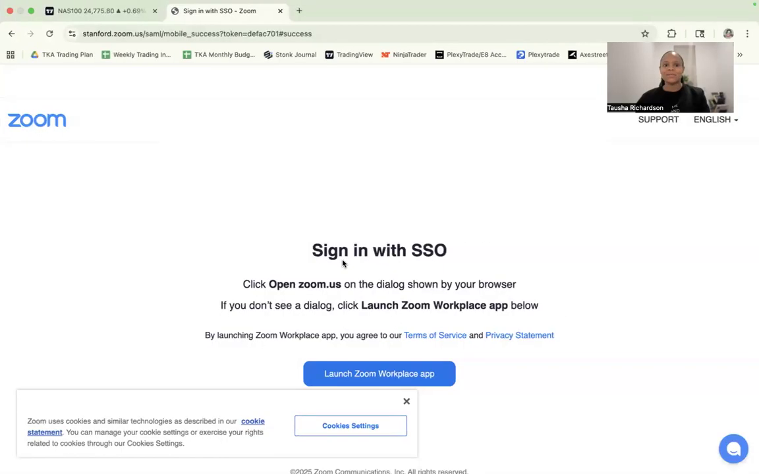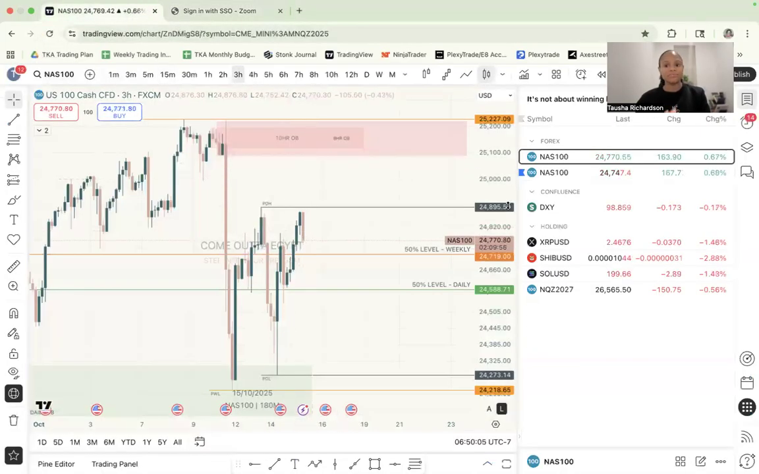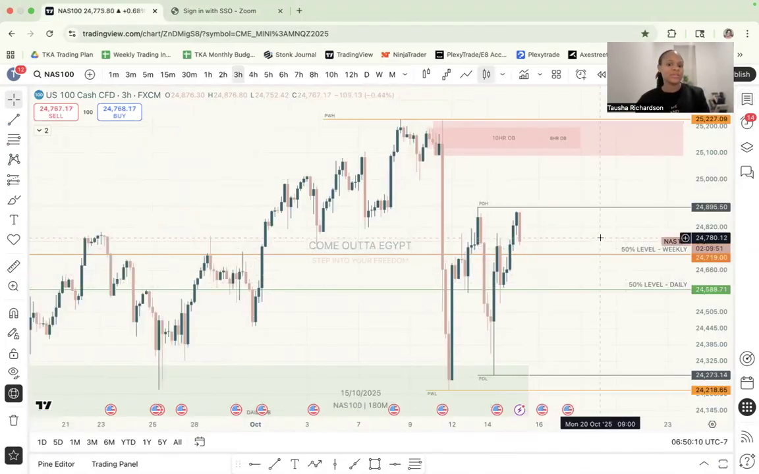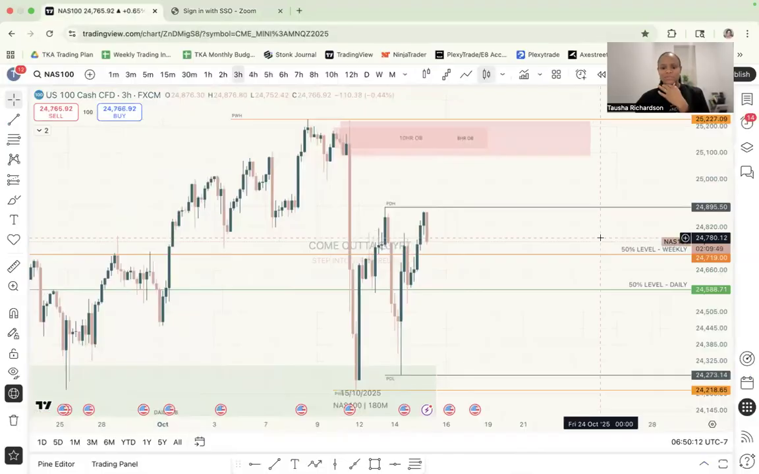So today I am going to go ahead and do a live analysis of NAS so that you all can see exactly what it is that I am looking for when I'm looking for a setup. So I've been watching the charts all week. I have not taken a trade this week just because price has been ranging for the most part.